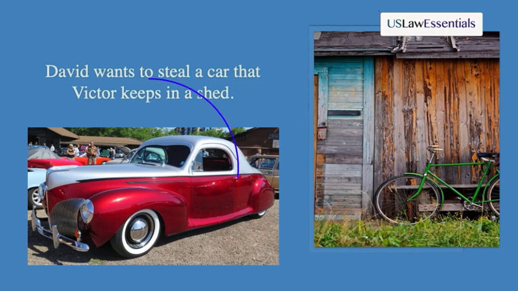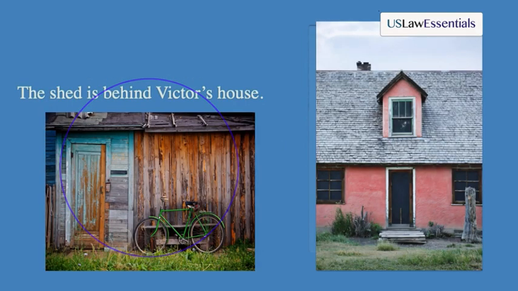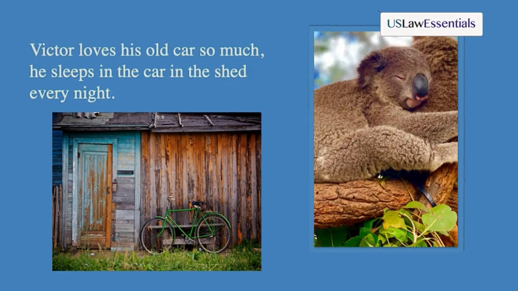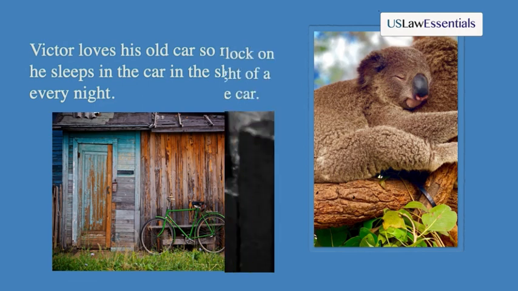So there's the car that David wants to steal, and there's the shed behind Victor's house. So the shed is located behind Victor's house. Now we have Victor's house, and there's also this shed, and as we know, there is a car inside the shed. A number of people have pointed out to me, well, why doesn't David just steal a bicycle? I'm not sure why. Victor, in fact, loves this old car so much, he sleeps in the car in the shed every night. So at night, Victor goes into this shed where he keeps his beloved car, and he sleeps in the car in the shed at night. All right, so good to go.